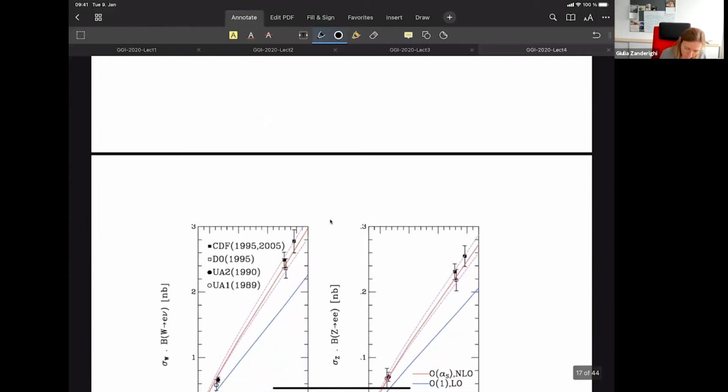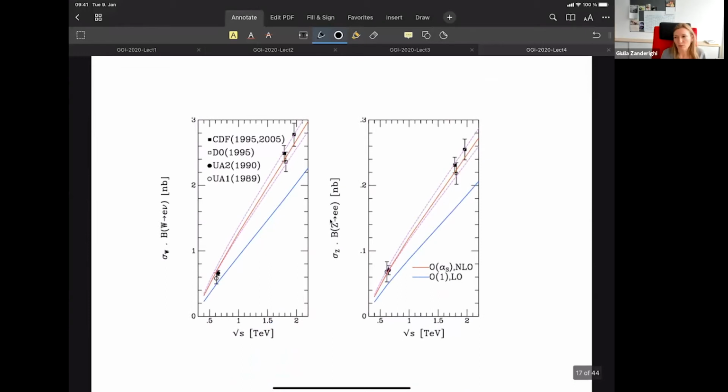And I also want to show you one of the plots. This is one of the oldest plots that I found that really shows that even data a really long time ago, we're talking about 95, the first data from Tevatron, already there one could see that leading order, this blue line, is not sufficient to reproduce data. This is as a function of the center of mass energy. You can look at the Drell-Yan cross-section, WZ, and you see that data clearly indicate that you need to do next to leading order calculations.